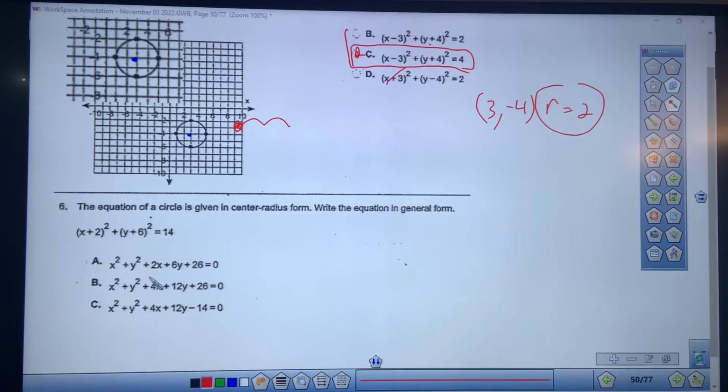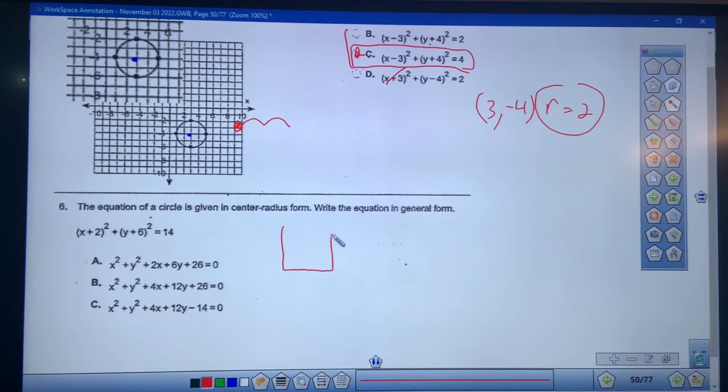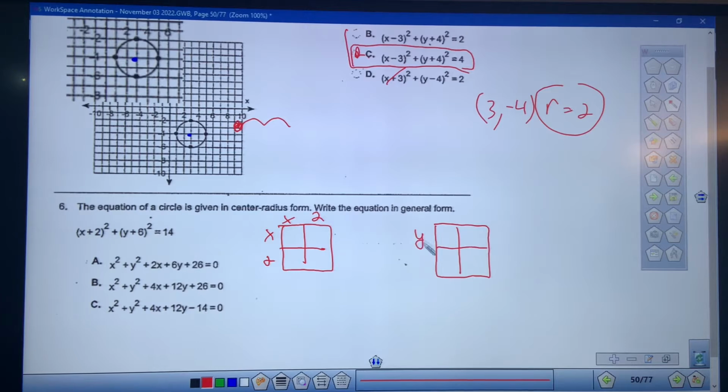This one you have to do a lot of foiling. So I'm going to foil out x plus 2. So I like to use Punnett squares. So x plus 2 times x plus 2, and y plus 6 times y plus 6. Now if you train enough, you can actually do these in your head. But I'm going to do it the long way. So x times x is x squared, 2x, 2 times x is 2x, 2 times 2 is 4, y times y is y squared, 6y, 36. So I'm going to stack these.